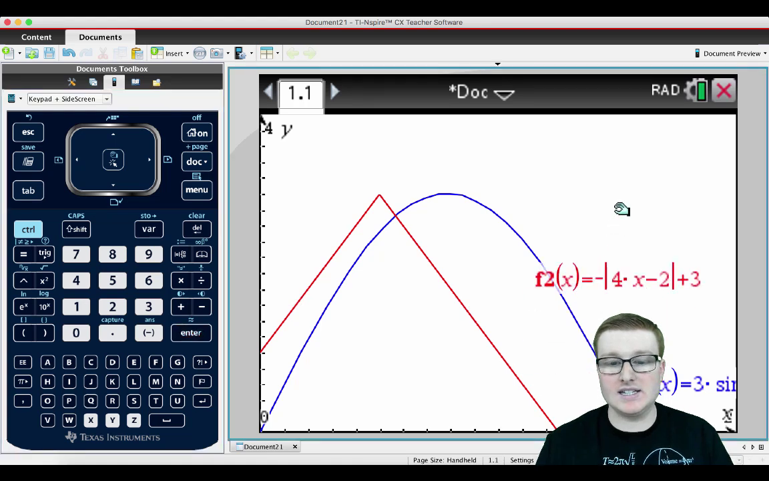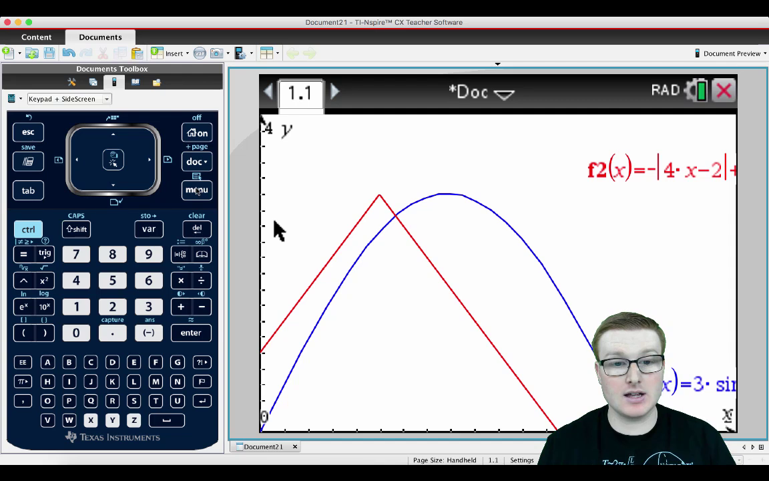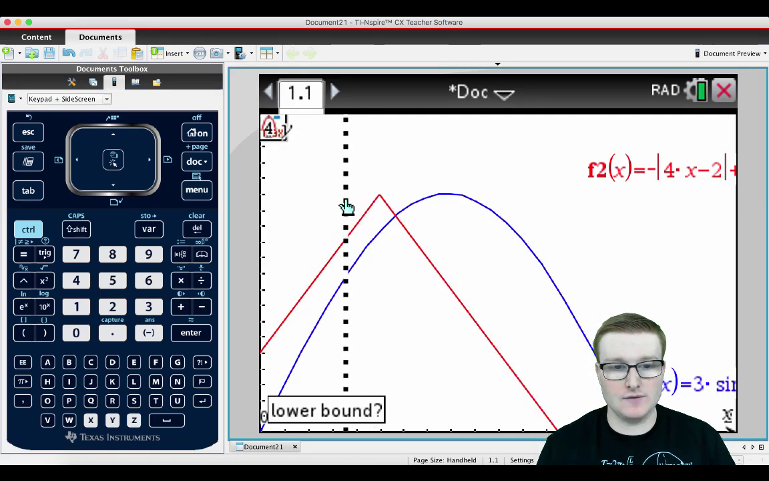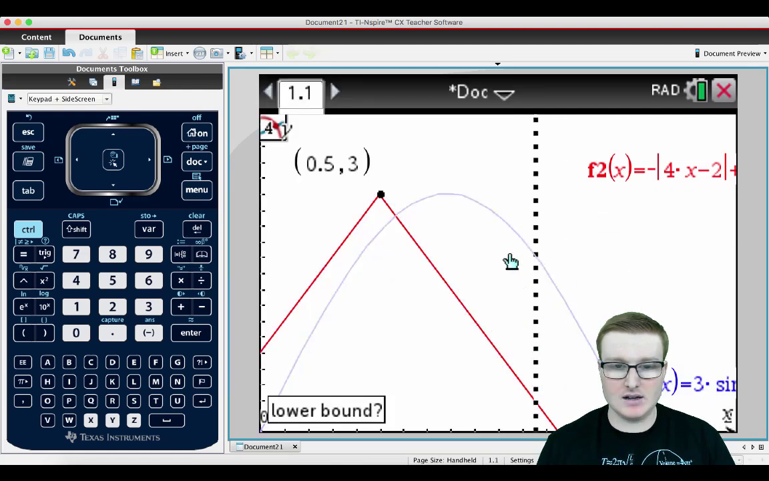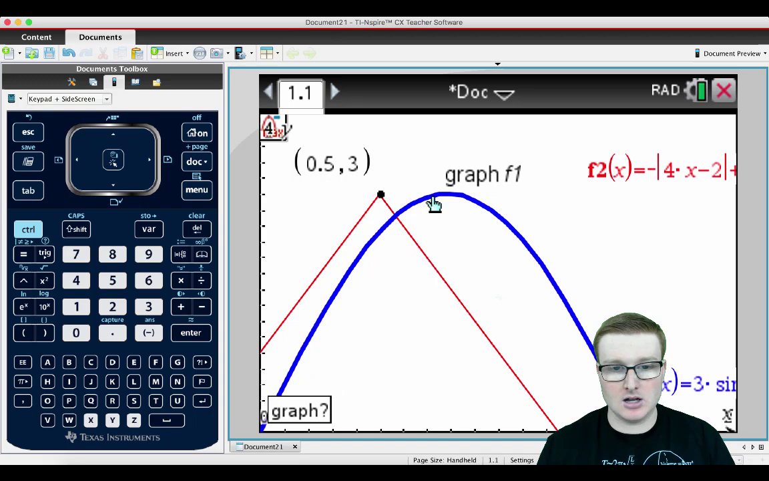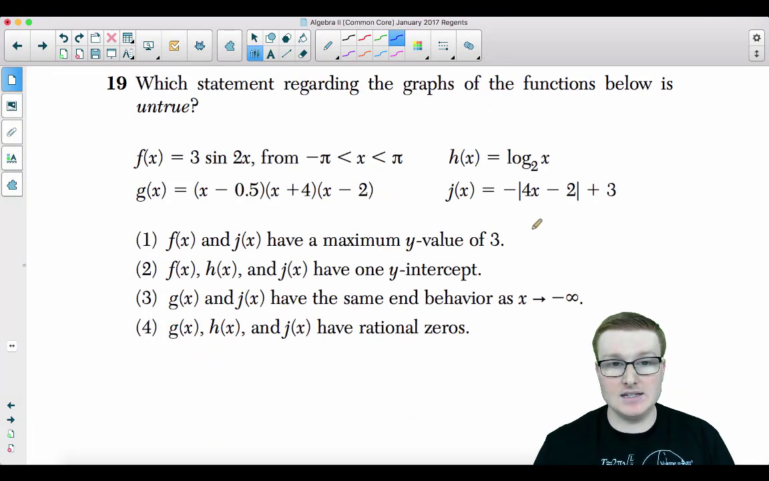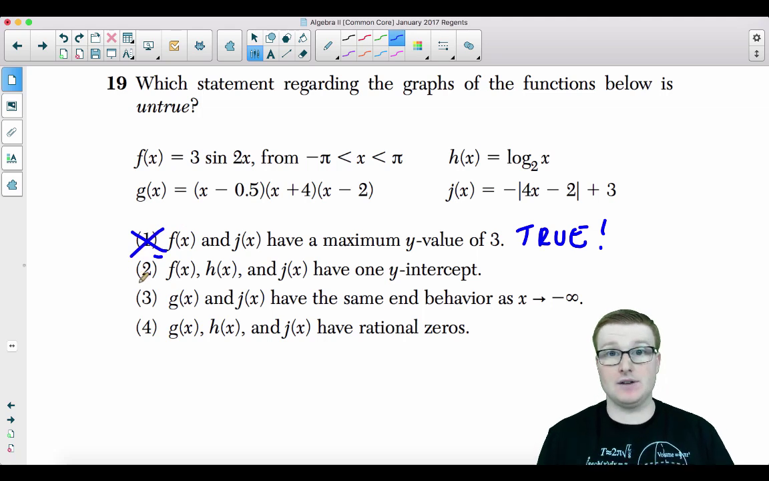Okay, so what I did is I just zoomed in closely into our graph. So I'm going to click on menu, analyze graph, maximum. Click on the red function first. Look at that. The maximum value is y equals 3. Menu, analyze graph, maximum. Click on the blue function, and the maximum value is also 3. So the y values are 3. That is absolutely 100% true. So that, get rid of it.